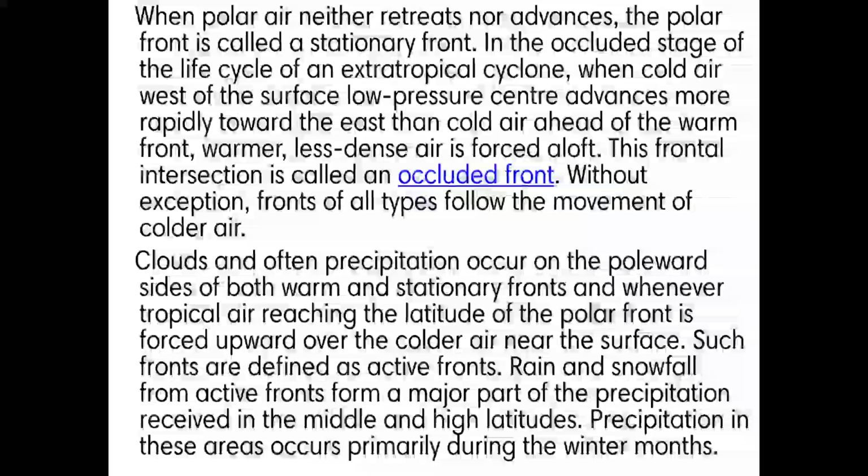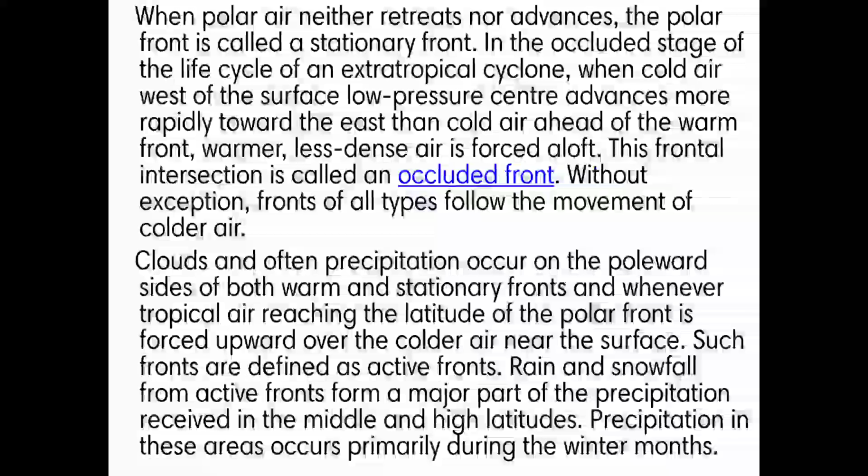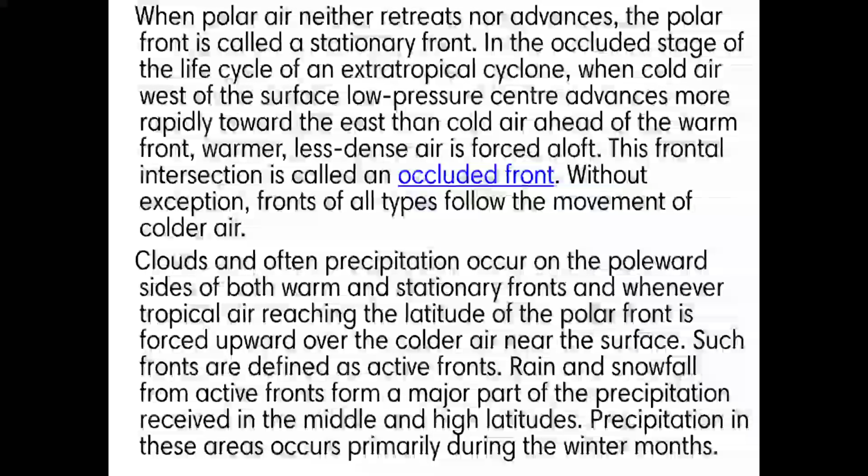In the occluded stage of the life cycle of an extratropical cyclone, cold air west of the surface low pressure center advances more rapidly towards the east than cold air ahead of the warm front. Warmer, less dense air is forced aloft. This frontal intersection is called an occluded front. Without exception, fronts of all types follow the movement of colder air.